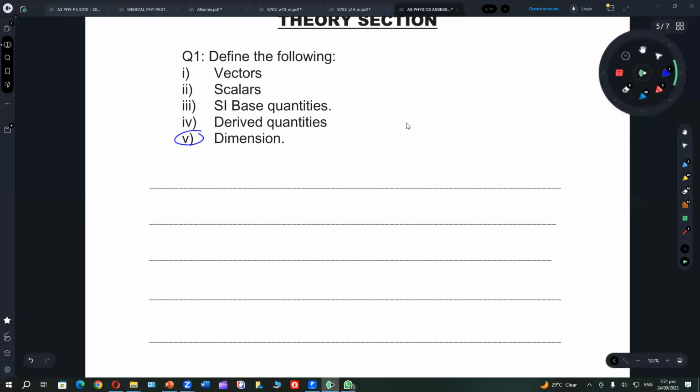So I think some people forgot the definition of dimension. Dimension is a link between base quantities and derived quantities. So this is called dimension.